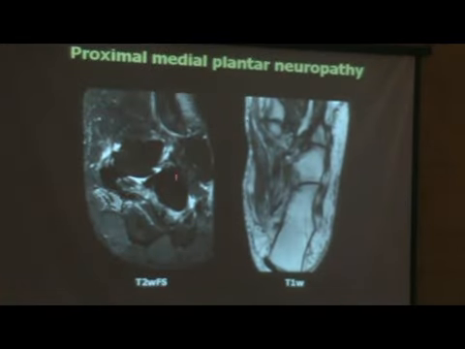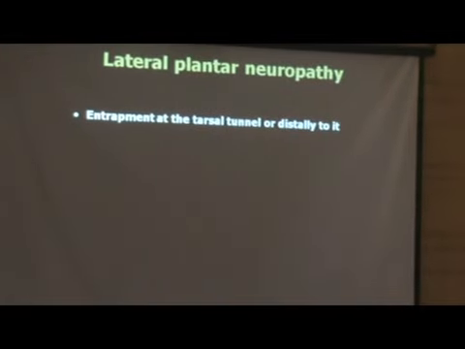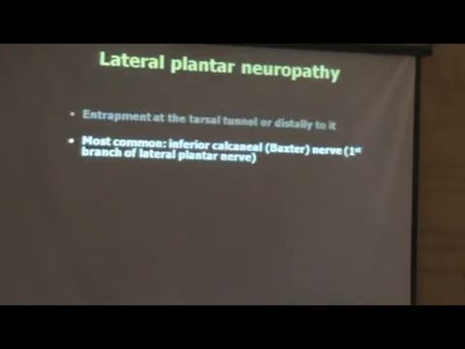And here's another example of proximal medial plantar neuropathy. As you can see here, high signal intensity within the abductor hallucis muscle, meaning the typical denervation pattern of the medial plantar nerve, and we already see some atrophy going on, so this is more chronic denervation than acute denervation. So lateral plantar neuropathy refers to entrapment at the tarsal tunnel or distally to it as well.